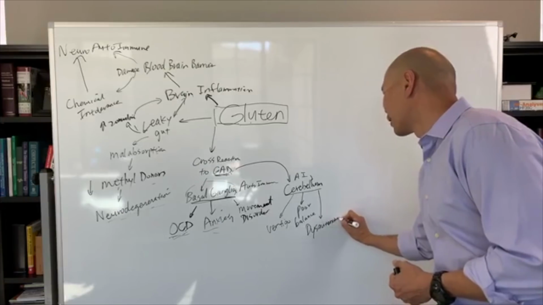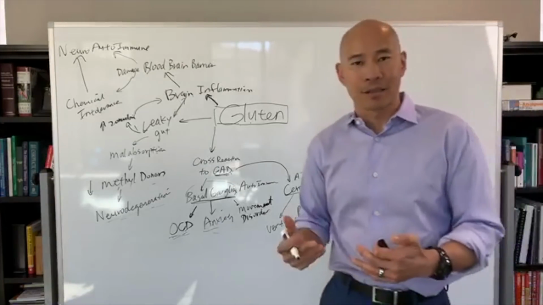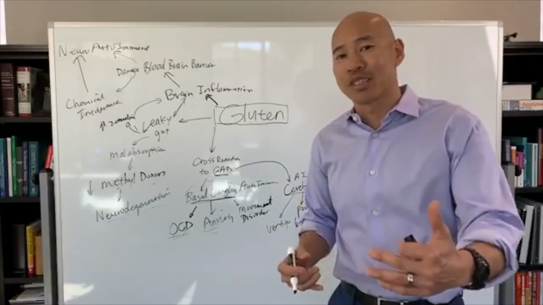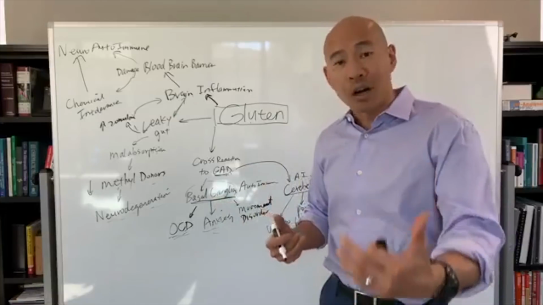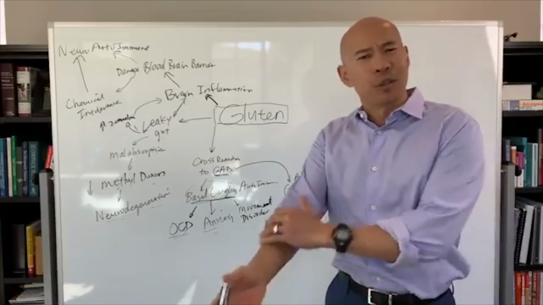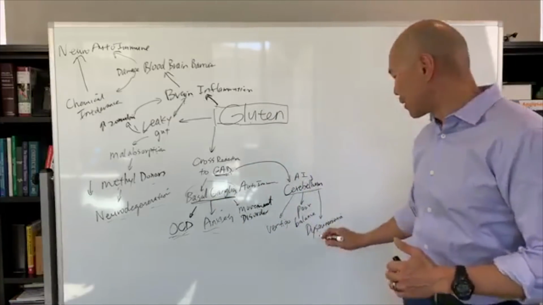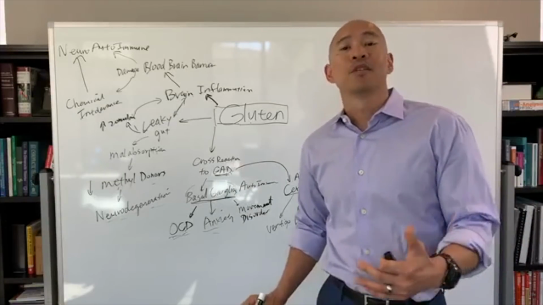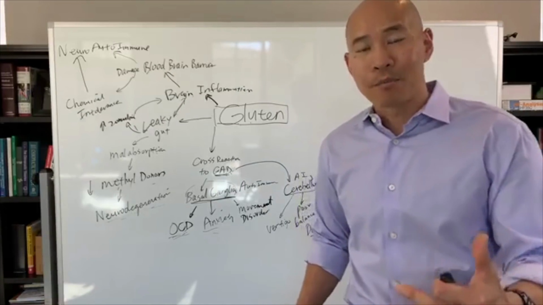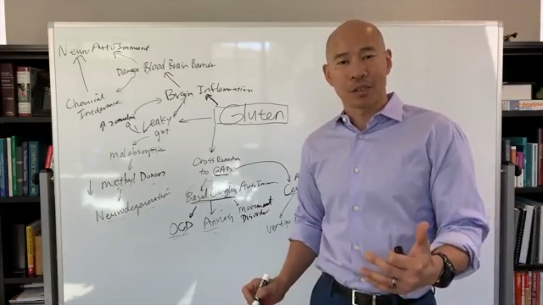Dysautonomia means that your autonomic nervous system is out of balance. The autonomic nervous system is that part of the nervous system that controls everything that's on autopilot, from your blood pressure to your heart rate to your blood flow to your skin and so forth. So if you have dysautonomia, you may have blood pressure changes. Some people have what's called POTS, postural orthostatic hypotension.